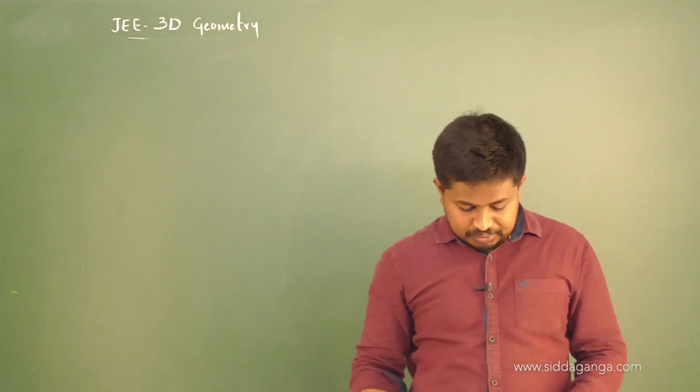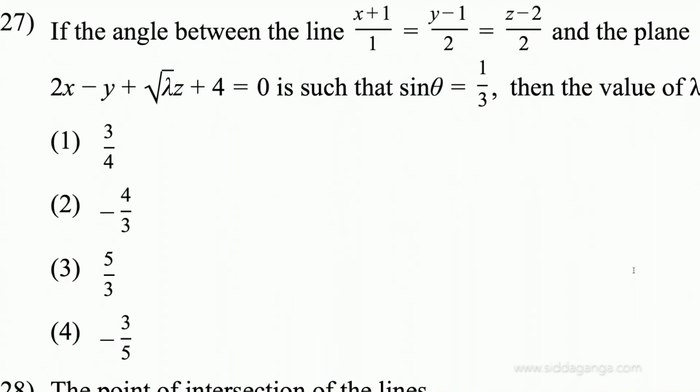Okay, let me move to question number 27. If the angle between the line x plus 1 by 1 equal to y minus 1 by 2 equal to z minus 2 by 2 and the plane 2x minus y plus root of lambda z plus 4 equal to 0 is such that sin theta is equal to 1 by 3, then find the value of lambda. Okay, the sine of the angle between the plane and the line is given, that is 1 by 3. This is true for what value of lambda, that is the question.